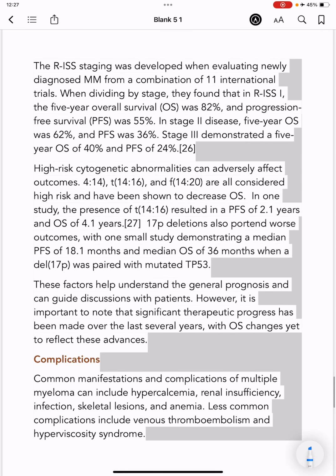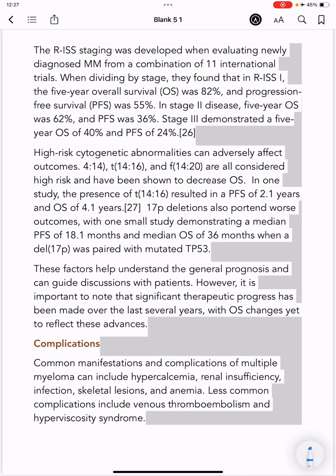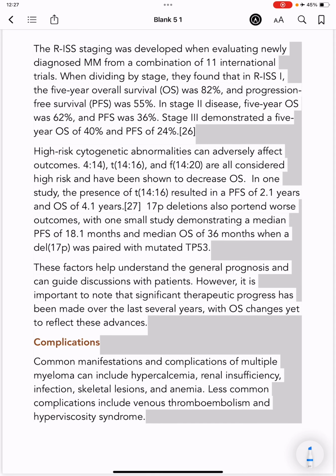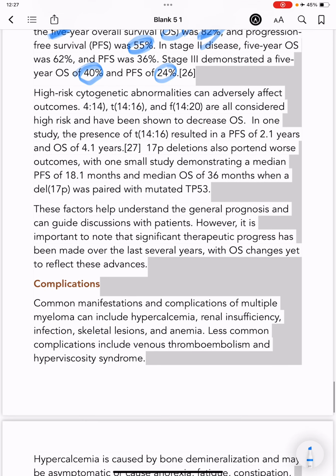The R-ISS staging was developed when evaluating newly diagnosed multiple myeloma. In stage 1, the 5-year overall survival is 82% and progression free survival is 52%. If we go to stage 3, the 5-year overall survival has decreased to 40%, that is almost half, and progression free survival is 24%. Compared to stage 1, the survival has decreased.